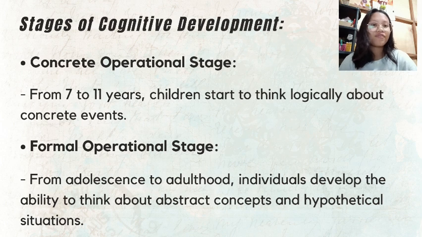And the last stage we have here is the formal operational stage. From adolescence to adulthood, individuals develop the ability to think about abstract concepts and hypothetical situations. Individuals develop the ability to think abstractly, reason logically, and form hypotheses. Adolescents begin to think about moral, philosophical, ethical, social, and political issues in a deeper way. For example, a teenager can think abstractly about hypothetical scenarios like considering the implications of a new law on society.